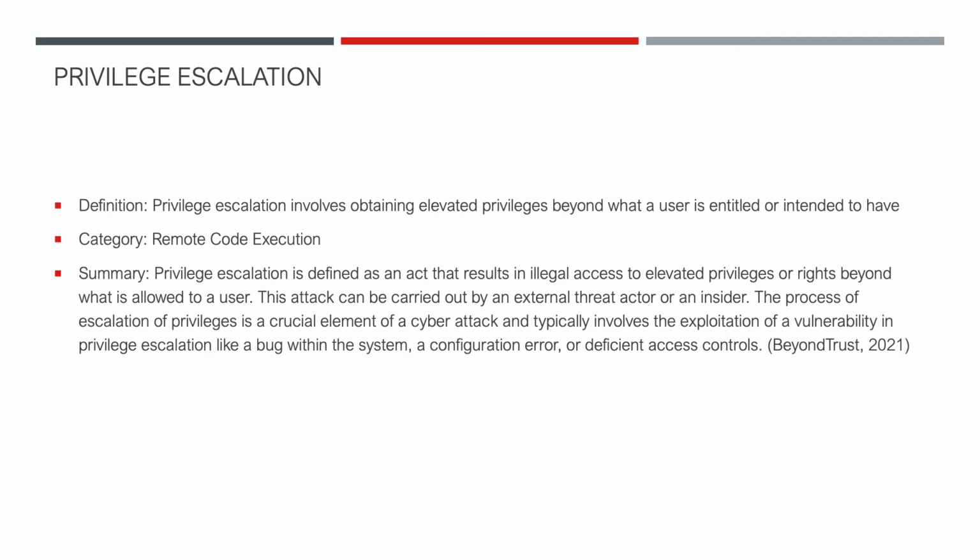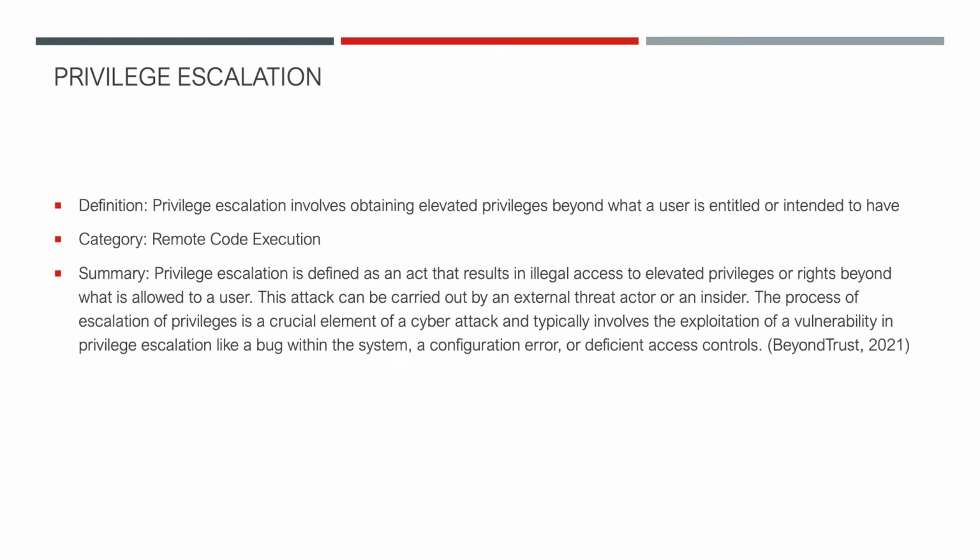For privilege escalation, we talked a little bit about that in the hack. Privilege escalation involves obtaining elevated privileges beyond what a user is entitled or intended to have. Privilege escalation is defined as an act that results in illegal access to elevated privileges beyond what is typically allowed for a user. This attack can be carried out by an external threat or an insider.